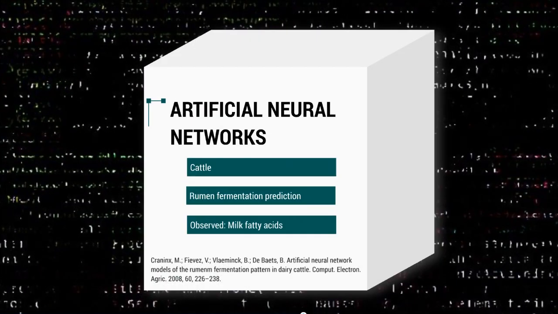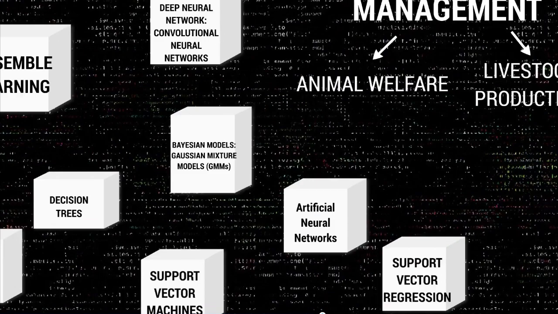In this study, the rumen fermentation pattern is being predicted based on the milk fatty acids, which can be used to design diets for milk production. Artificial neural network models are used, and from the observation of fatty acids in the milk, we can predict the volatile fatty acid molar proportions in cattle's rumen.